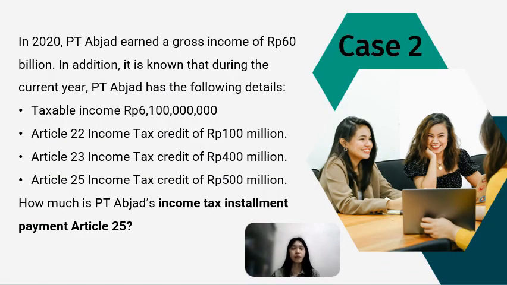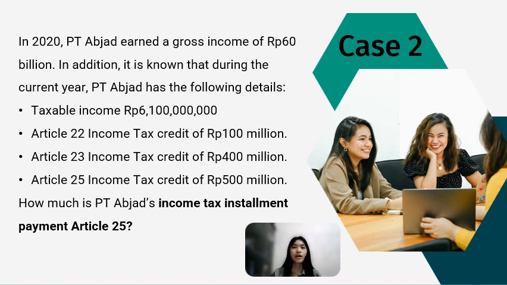Okay, we jump to the example for the corporate. Here we have, in 2020, PT Abjad earned a gross income of 60 billion. In addition, it is known that during the current year, PT Abjad has the following details. So we know here the taxable income for PT Abjad is 6 billion 1 million. And here we also have the information for the Article 22, 23, and 25 income tax credited. So how much is PT Abjad's income tax installment payment Article 25?